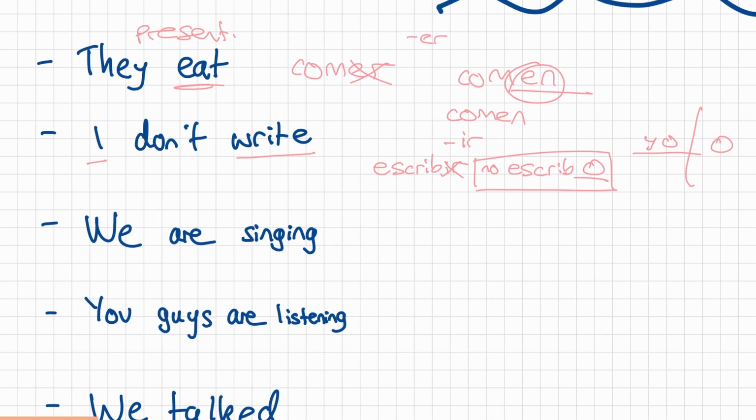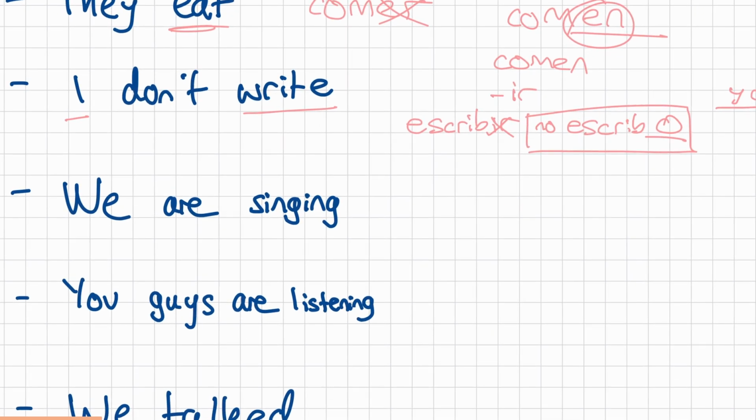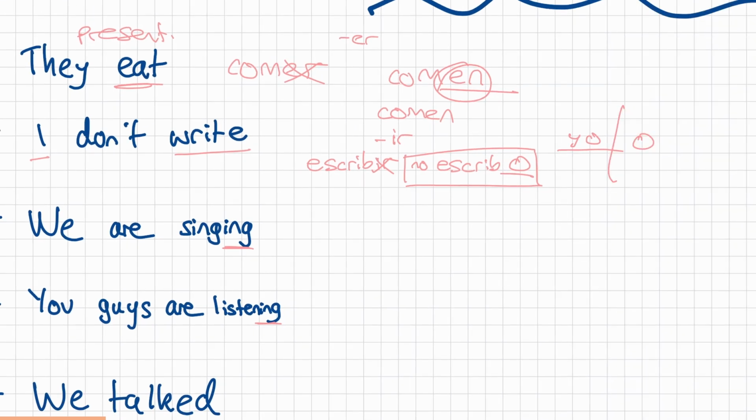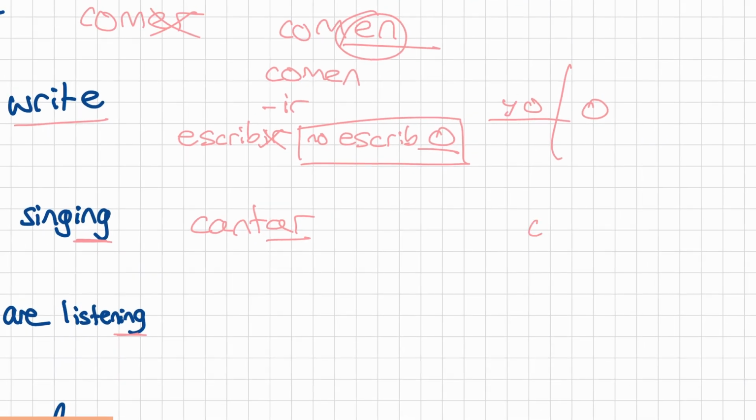Okay, next one. We are singing. This is the present continuous tense, what is happening now, and you can tell by the ing, even in the next one as well. So we are singing, cantar. Cantar is the AR infinitive, to sing. So something like cantando, so I'm going to write here cantando.